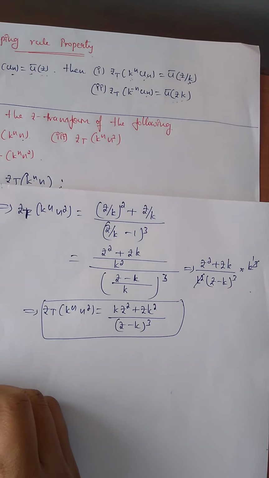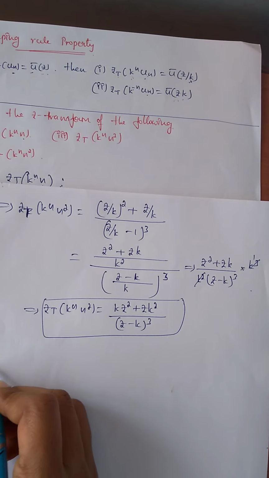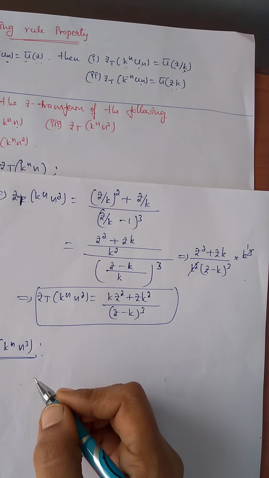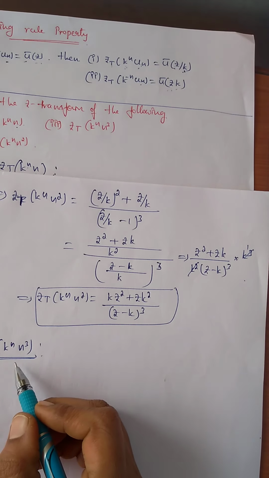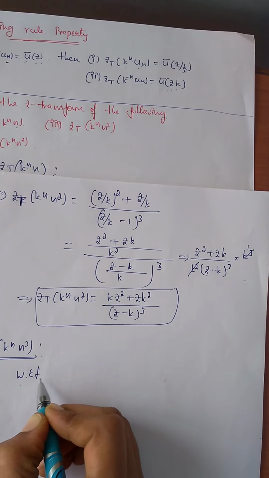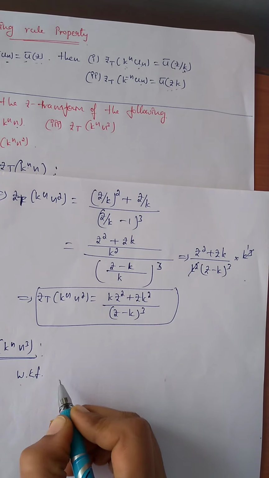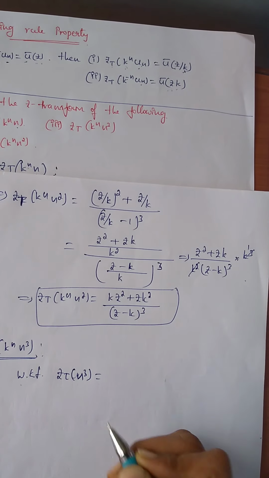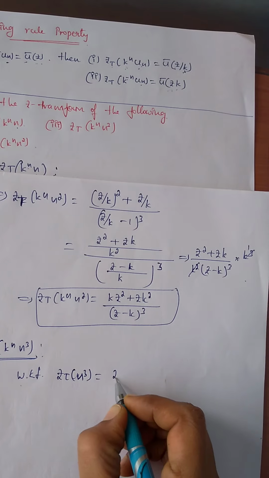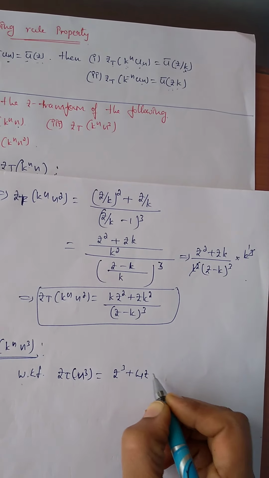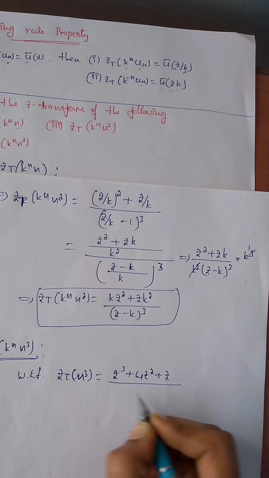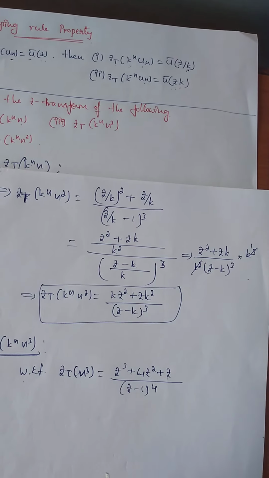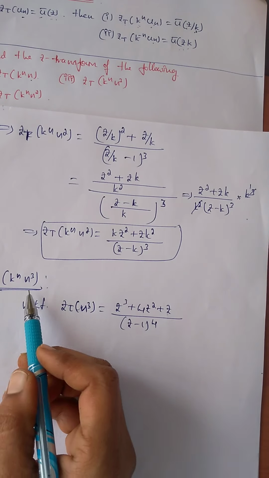Next, the third solution is the z transform of k to the power of n into n cube. Here also we should apply the same procedure. Before finding the z transform of the given term, first we have to find the z transform of n cube. We know that the z transform of n cube, the formula is z cube plus 4z square plus z by z minus 1 whole to the power of 4. This is the z transform of n cube formula. But we have to find the z transform of k to the power of n into n cube term.